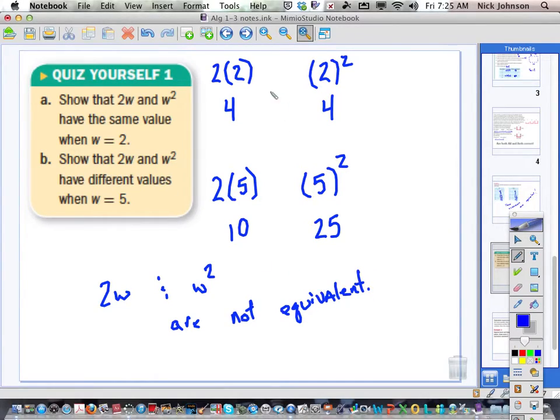Okay? It works for one value, but it doesn't work for every single value. So that's what you got to keep in mind. You can't just check one number. You're going to have to check more than one number. Okay? Check 4 numbers. Check 5 numbers. So on and so forth.